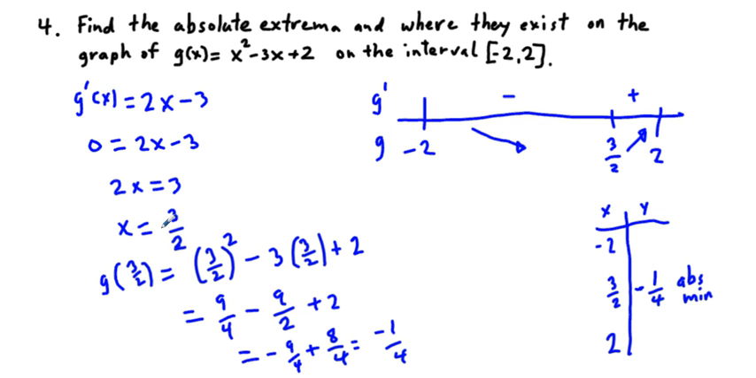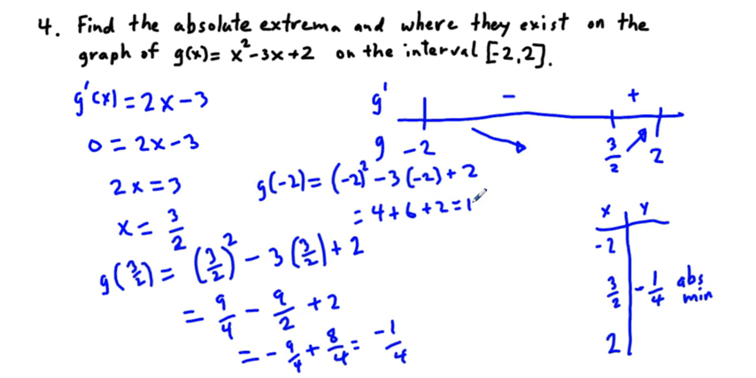So for our maximum, we need to plug in negative 2. You see that? This 2 is very close. It's only 1/2 away. The negative 2. So we're going to say g of negative 2 is going to be negative 2 squared minus 3 times negative 2 plus 2. So we're going to get 4 plus 6 plus 2, which equals 12. So 12 would be our absolute max.